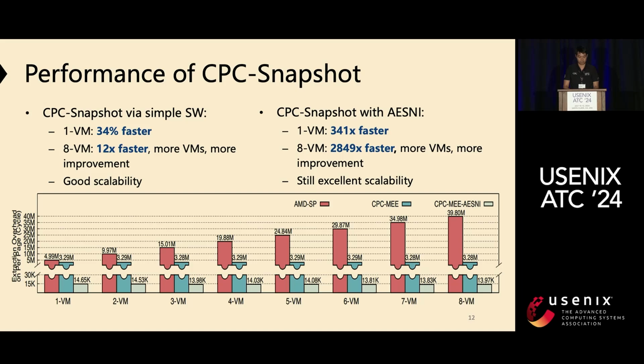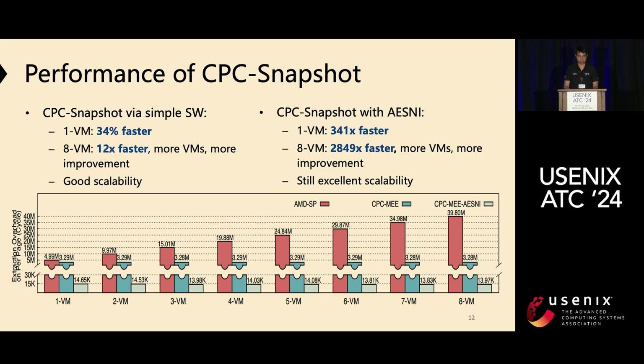Based on CPC, we first developed a snapshot model and used it to compare the performance with the current AMD solution. In the case of a single CVM, a software-only CPC implementation is 34% faster. But CPCs are scalable and do not slow down in 8 VM scenarios. In contrast, the current solution is 8 times slower and 12 times slower than CPCs.